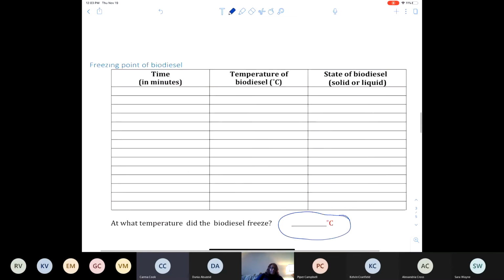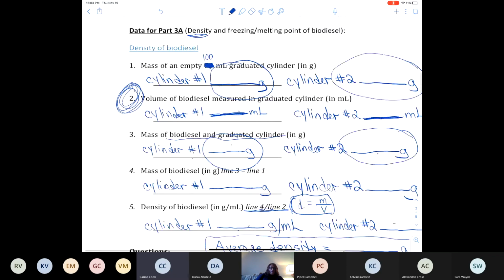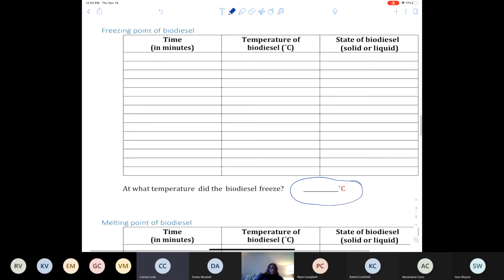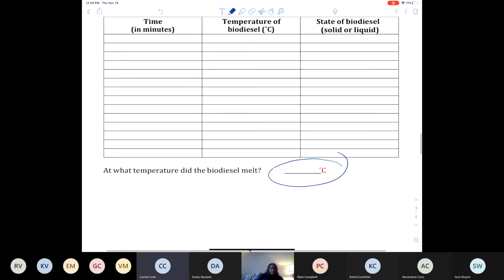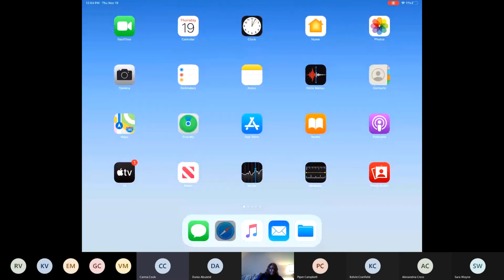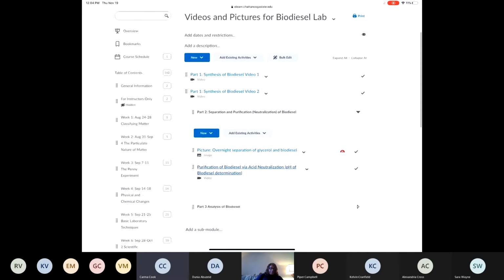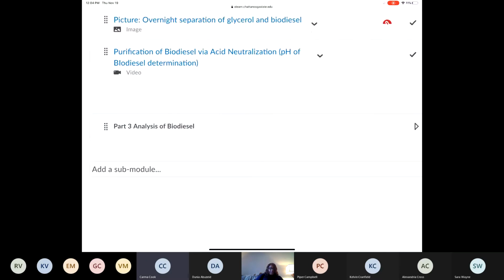So I want you to complete those parts: the density determination for part 3A, the freezing point determination for part 3A, and the melting point determination for part 3A. You go back to eLearn under the course content tab, and you'll see part 3, analysis of biodiesel. Click on that little arrow.